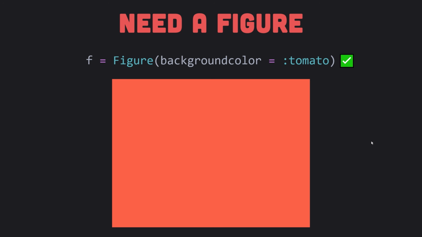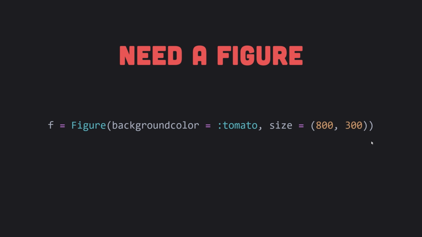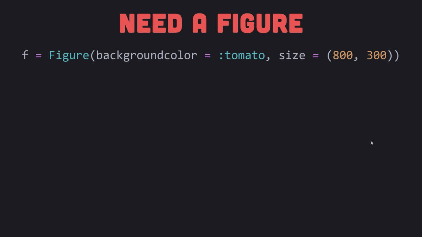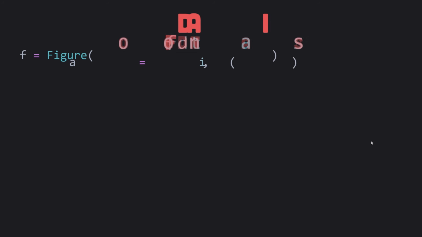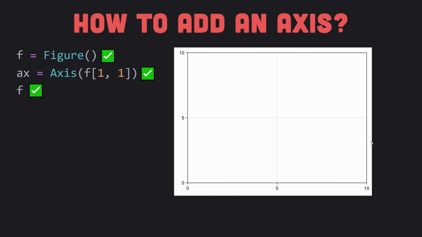Here I specify the background color with the tomato symbol. Another common thing to do is to give a figure a different size. The default is 800 times 600. So I pass a tuple of width and height to the size argument, and what you get is a figure of a specified size.